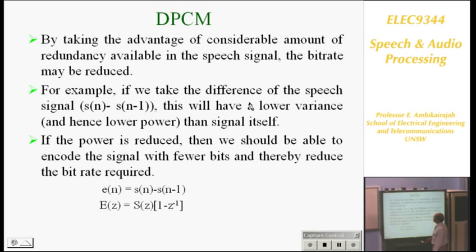Then the next one is differential PCM. What is differential PCM? You basically take the current sample and the previous sample and subtract them, and you get the error. We've already come across this error before. Then you code the error. This subtraction is basically a differentiation, right? So if you take the z-transform of it, this is the transform of your error signal.